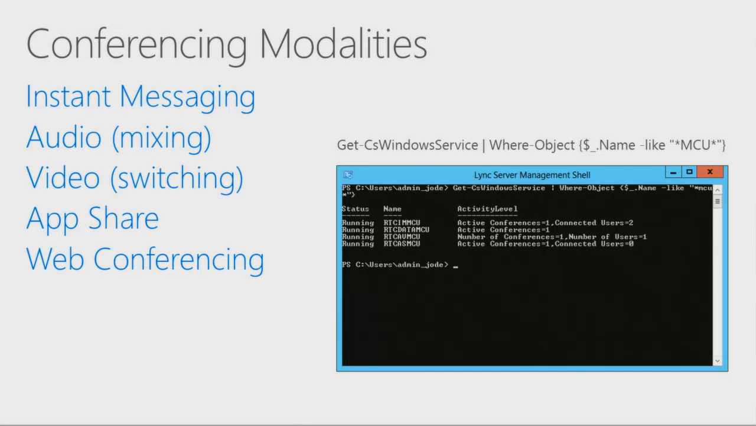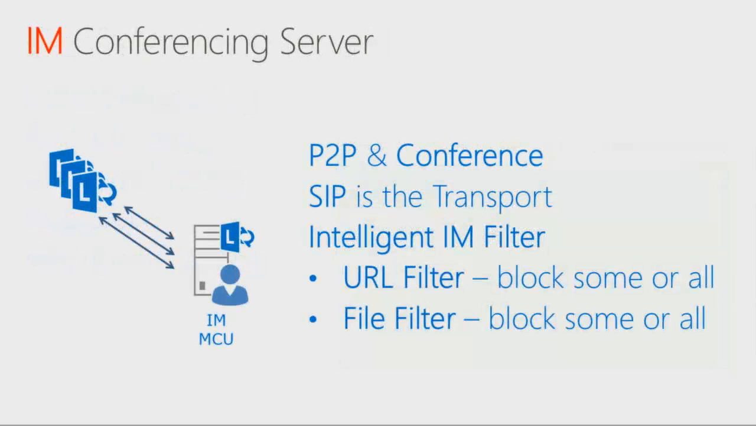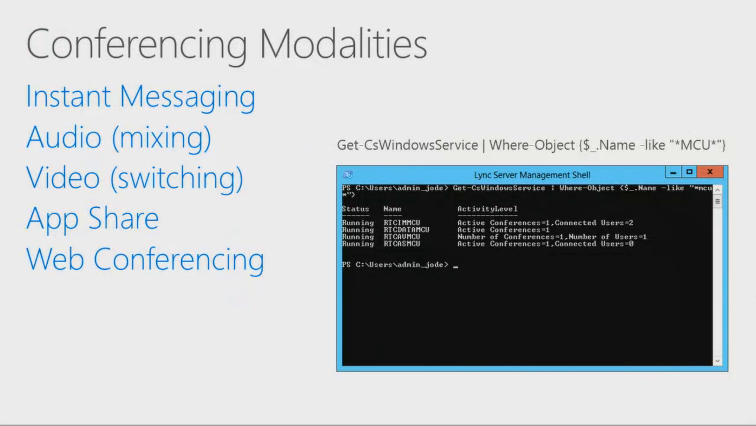And then again, we are all PowerShell guys. So if we want to get the status of all of these modalities, then we can just say Get-CsWindowsService and filter on MCU. Then we will see the state and also the activity levels. That's quite interesting. That's the best way of seeing the activity level on the different front ends. You could also do a remote PowerShell to all your front-end servers in the pool and see what's going on on the different servers.